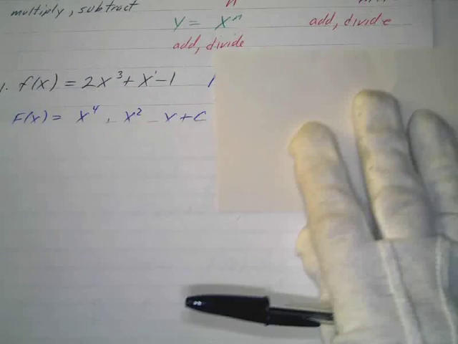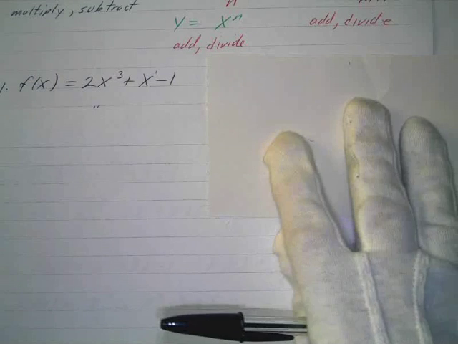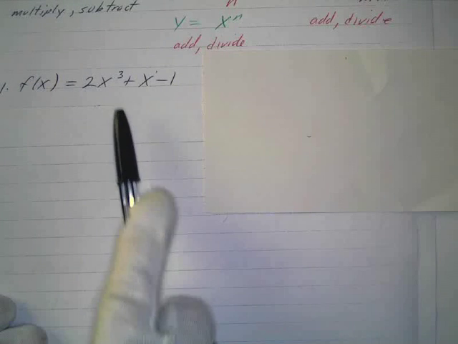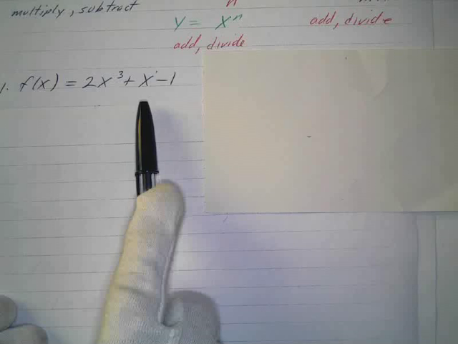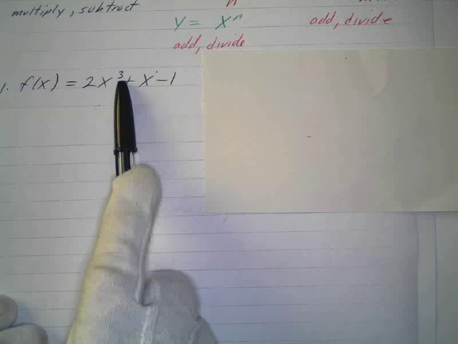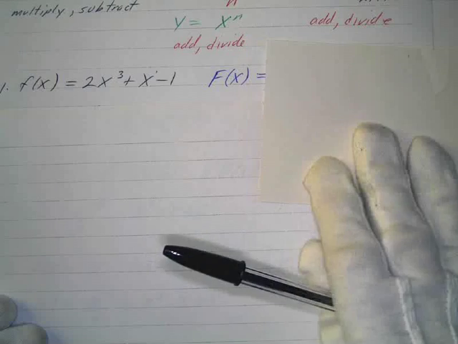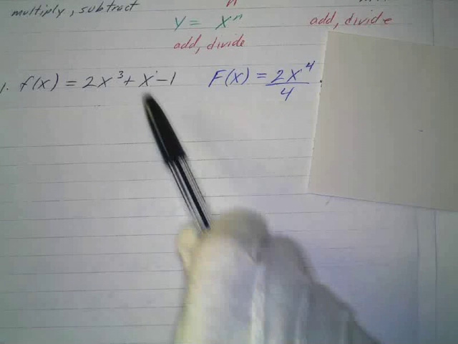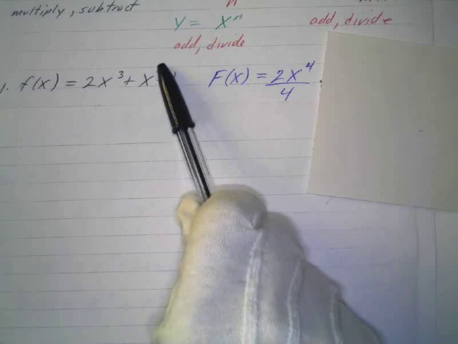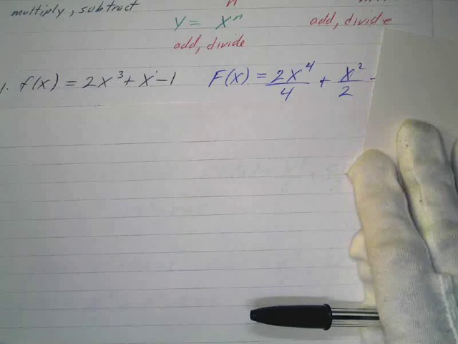And this is the first one. F of x equals 2x to the third plus x minus 1. So if we add 1, that's going to be x to the fourth divided by 4. So 2x to the fourth divided by 4. Here I add 1, that would just make that 2 divided by 2. So x to the second divided by 2.